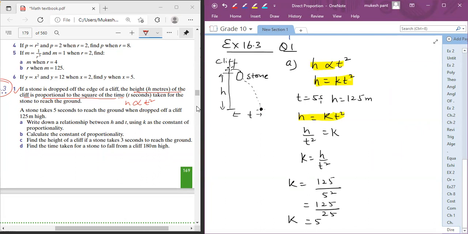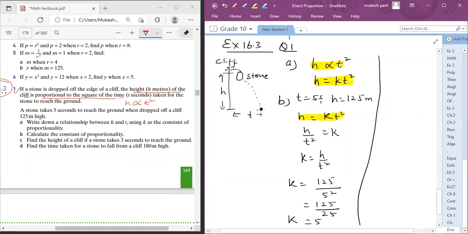We have done a. Okay, write down the relationship between h and t. For a only this much, right? This is part B. In part B, we have to find out the constant of proportionality. For a only this much. We have to write the relation and then remove the sign using the constant k. Part C, find the height of the cliff if the stone takes 3 seconds to reach the ground.